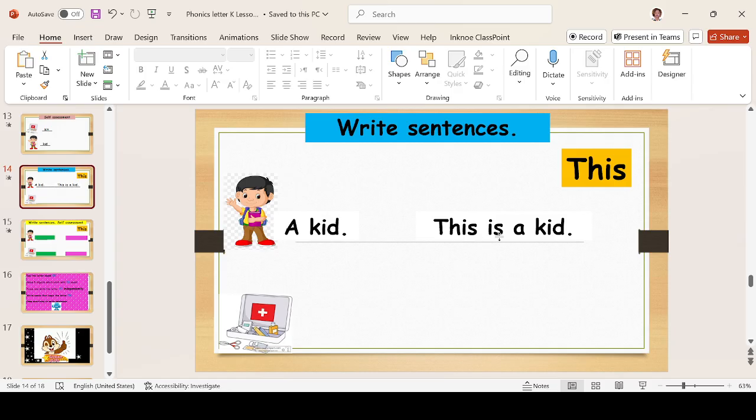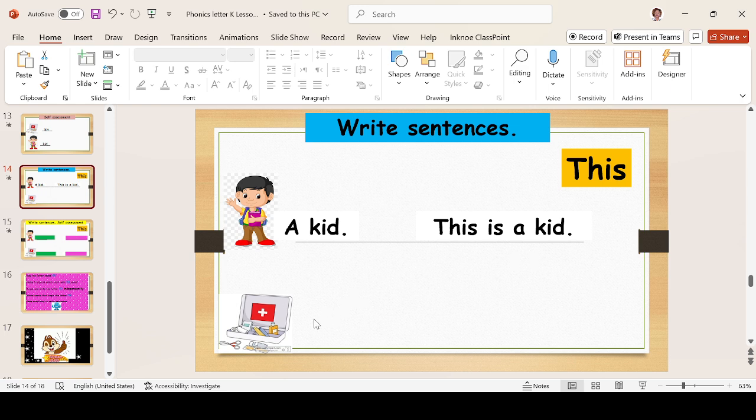This is a kid. Now we are writing sentences using this. We did it is, and now we are introducing the word this to our sentence. Okay, so you start your sentence with the uppercase, and remember to put finger space and also to put the full stop, this small dot. Okay, so this one is easy, you are just going to copy it.